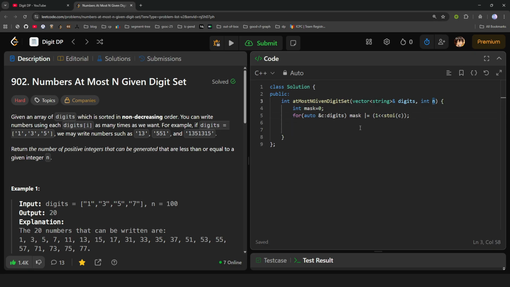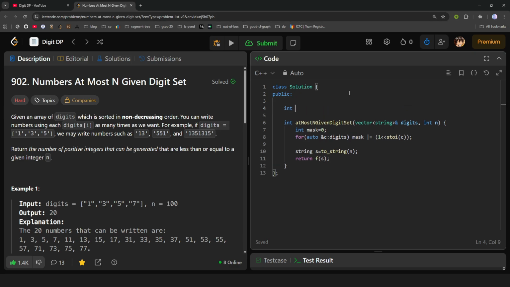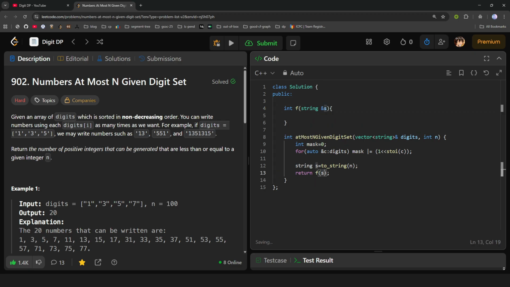And once this is done, we know what we have to do. We have to convert the given n into a string, right? So that is this. And after converting it to the string, let's call the function here. Let's call it f, and we'll initially pass this string s. And let us start writing the function now. The name of the function is f, and it will return an integer type, and the first argument is this string s. The second argument will be this index 0, and the value of type will be 1 initially, right? So this will be idx, and the next argument will be a boolean type, that is type.